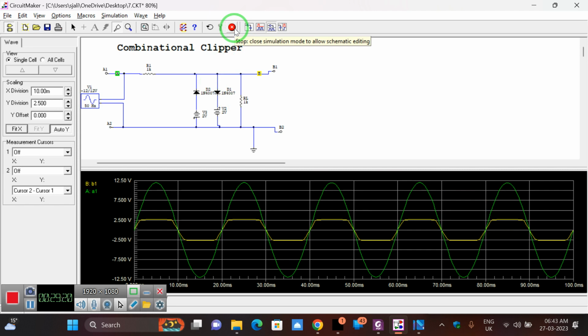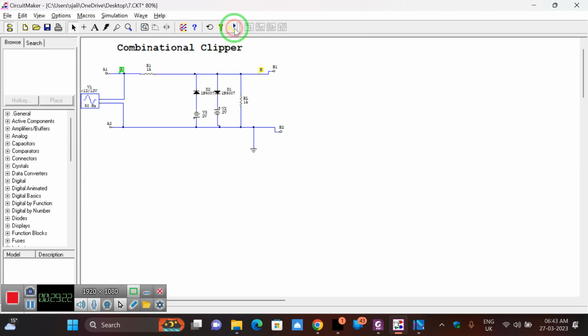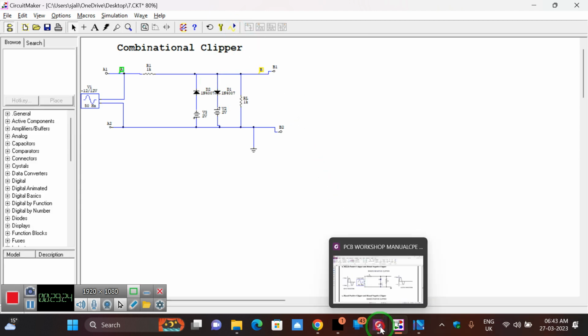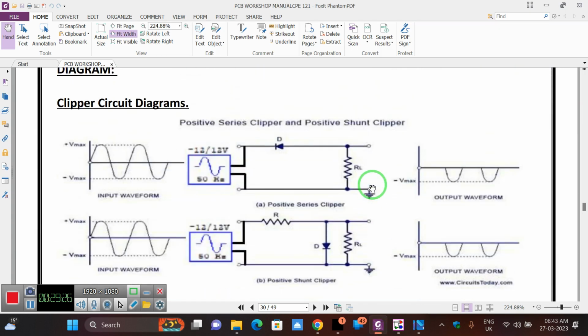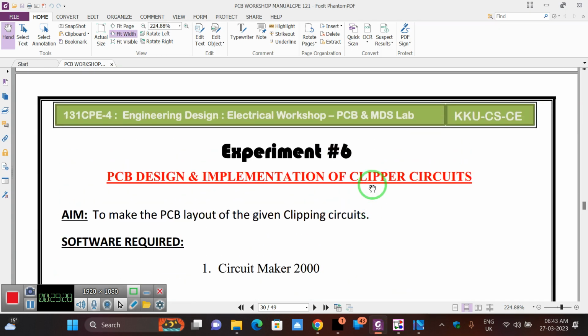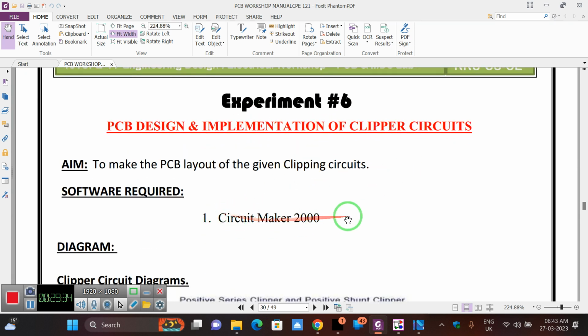So this completes your experiment number 7, clipper circuit. I hope you understand and enjoy the lab. So the PCB design implementation of the clipper circuit is finished. The Circuit Maker is the software that we used here.